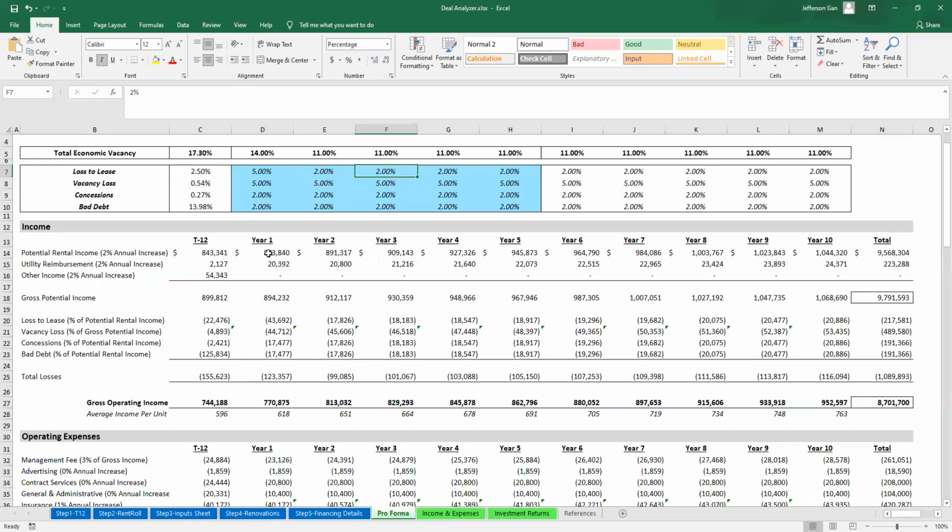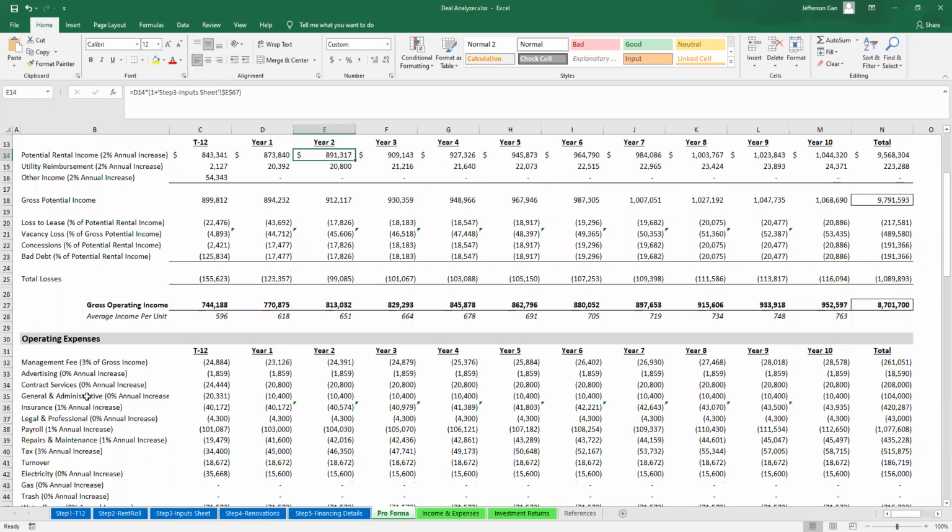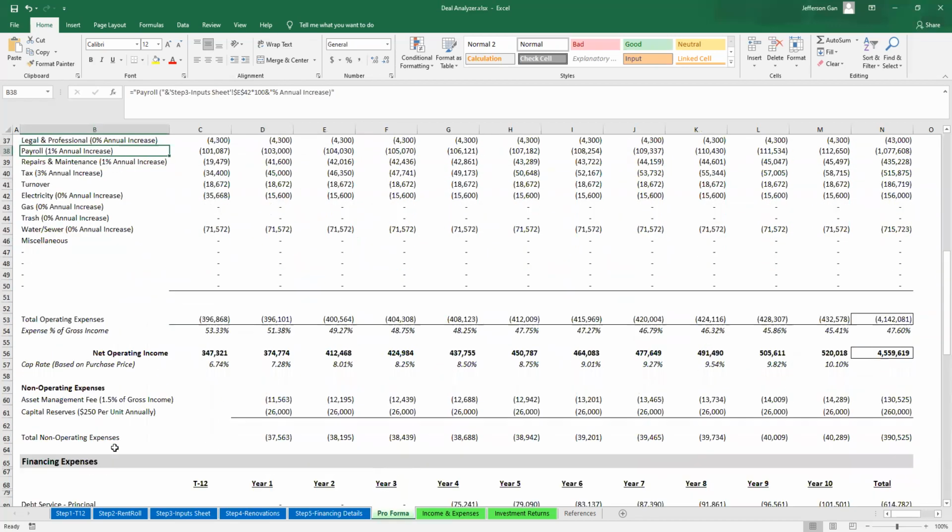So you will have this rental income, which will have a 2% annual rental income increase. Utilities also, similar to the expenses, will have some 3% increase, and other items as well. This payroll, ideally, should also be a 3% increase in the expense. Once you have the expenses, you will have the income and expense.